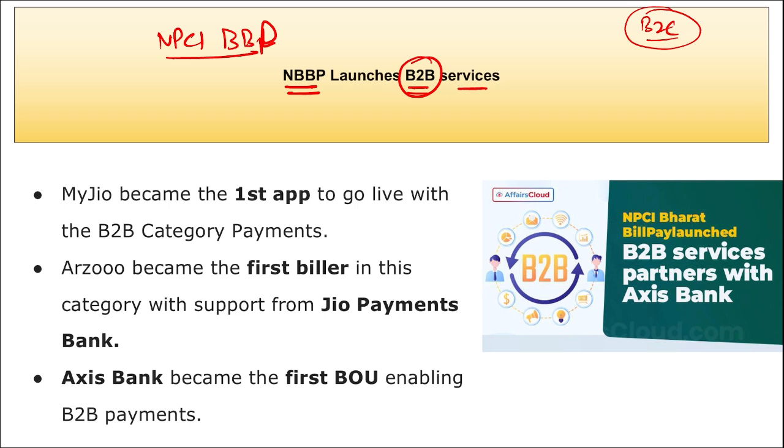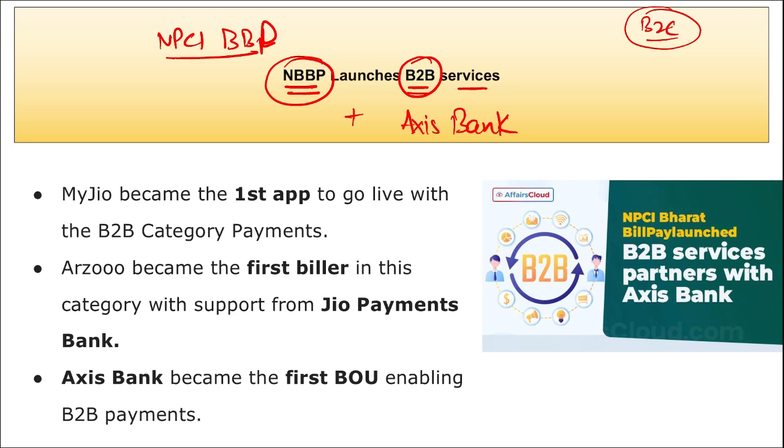So here NPCI BBP, that is NPCI Bharat Bill Pay Limited, that is NPPB, has launched a B2B service, and they have partnered with which bank to launch this business to business service? It was with Axis Bank, correct? So remember, it was NPCI Bharat Bill Pay Limited. They partnered with Axis Bank to launch their business to business service, and it is to provide businesses value added services such as flexible invoice presentation, complaint management, and management information system, correct?